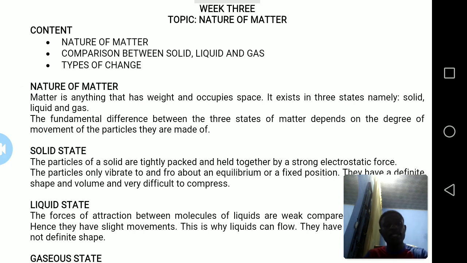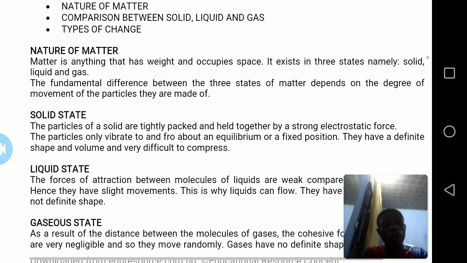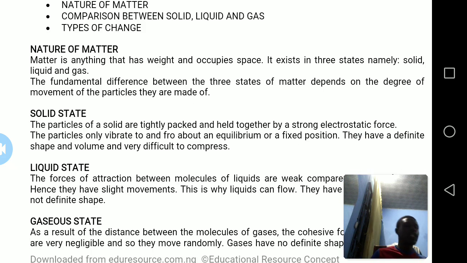Let's look at the different states of matter that we have. Number one, we have the solid state. And here in the solid state, please follow carefully as I explain. The particles of a solid are tightly packed and held together by a strong electrostatic force. So the particles of the solid state of matter are tightly packed and held together by electrostatic force.